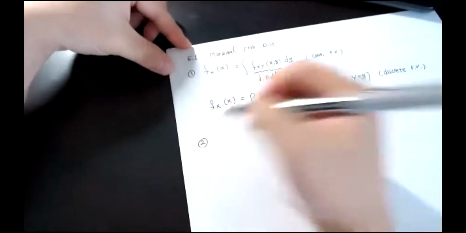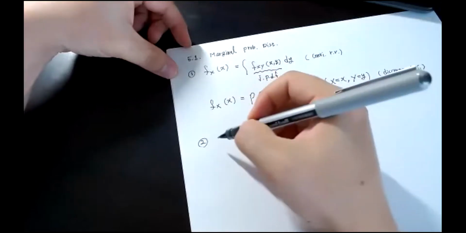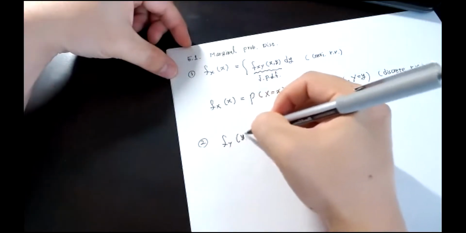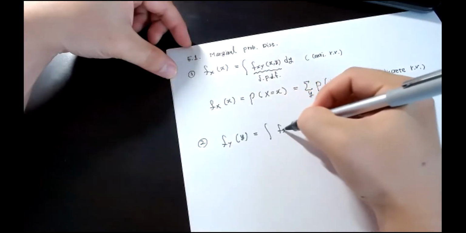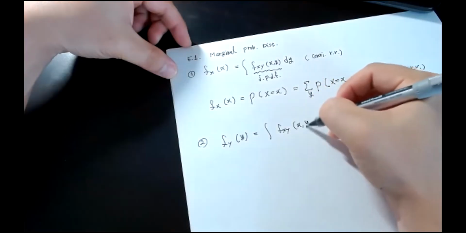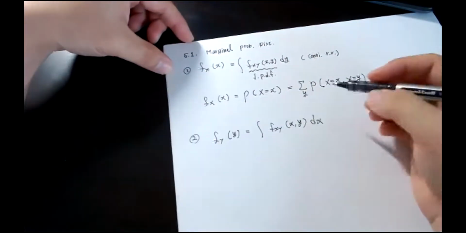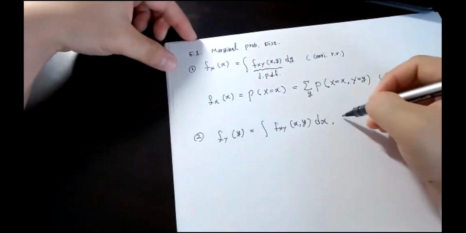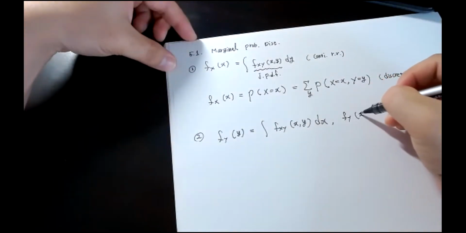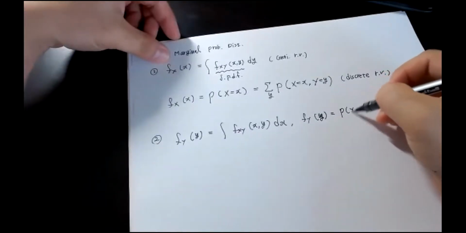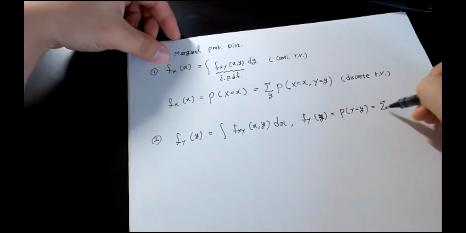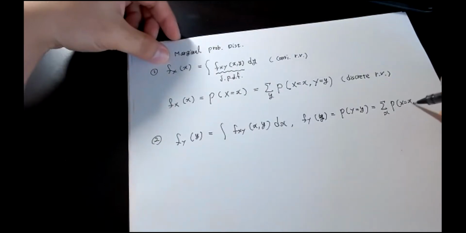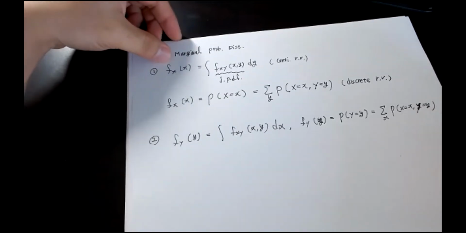The second one, the marginal probability of y, is f_Y(y), which is equal to the integral of f_XY(x, y) dx. And for the discrete random variable, f_Y(y) is equal to the probability that Y is y, which is equal to the sum over x of the probability that X is x and Y is y. Oh, capital letter Y, sorry. That is for the discrete random variable.